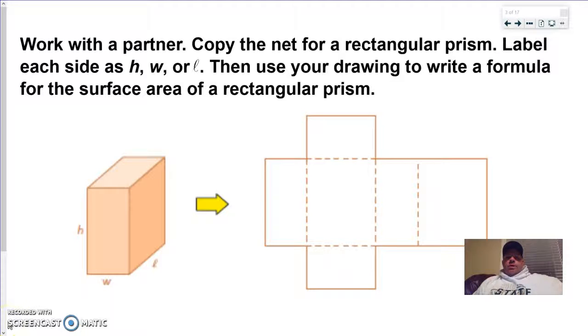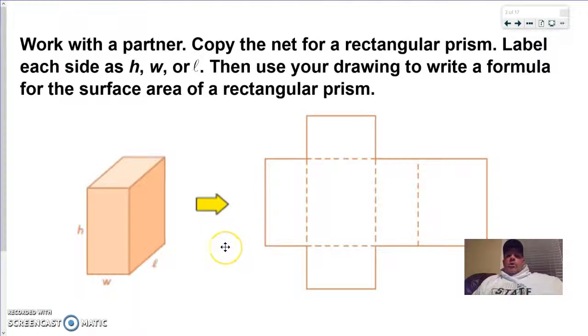So in this beginning example, this is a net for a rectangular prism. And basically what it is, if we were to pull this rectangular prism apart, we would have something that looks like this. Obviously, you can see the sides. You can see some things on that as well. So when we just pull that apart, that's kind of what it looks like.